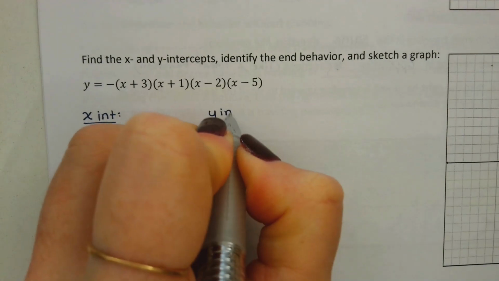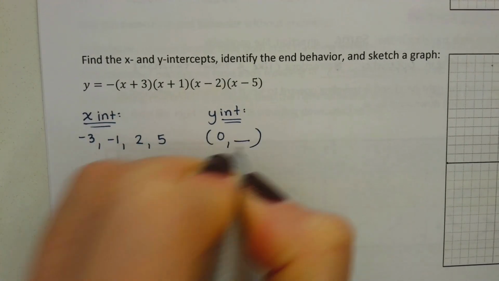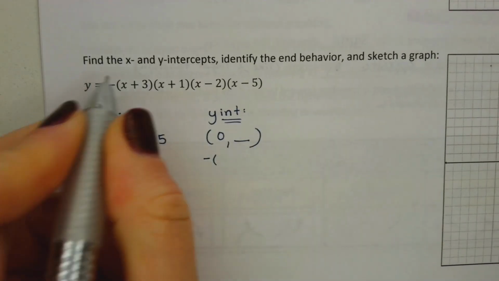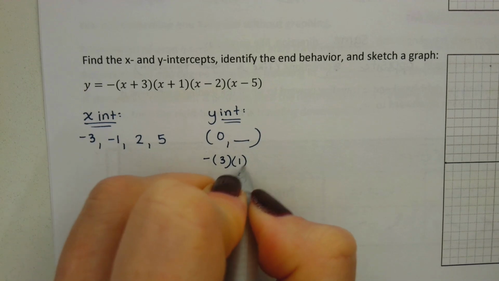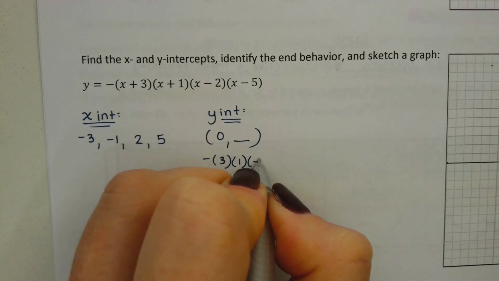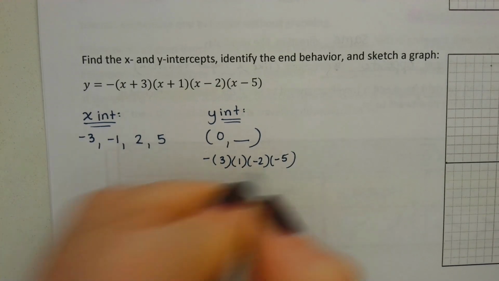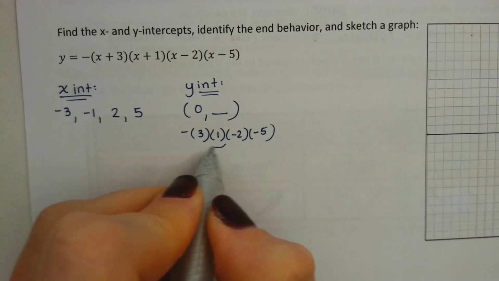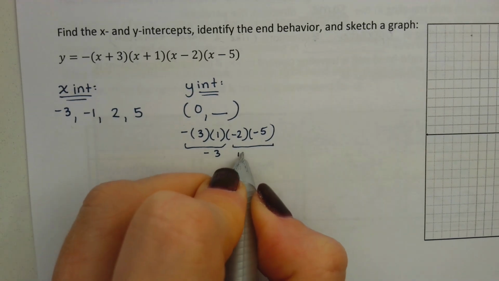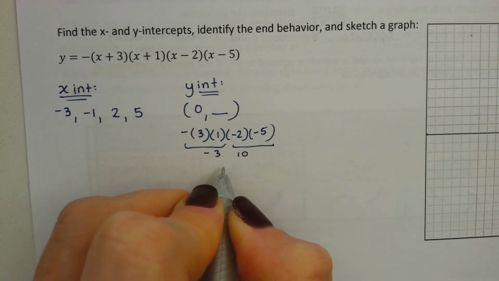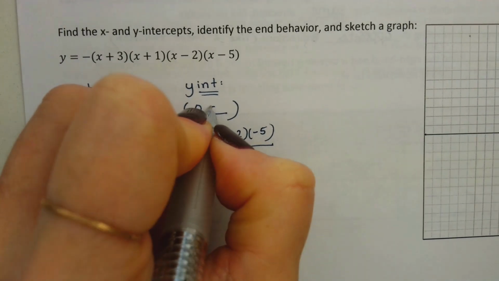The y-intercept, we're going to plug in 0. Let's see, 0 plus 3 would be 3. 0 plus 1 would be 1. 0 minus 2 would be negative 2. 0 minus 5 would be negative 5. So this would be negative 3. This would be 10. What's negative 3 times 10? Negative 30. That's not going to fit on my graph.